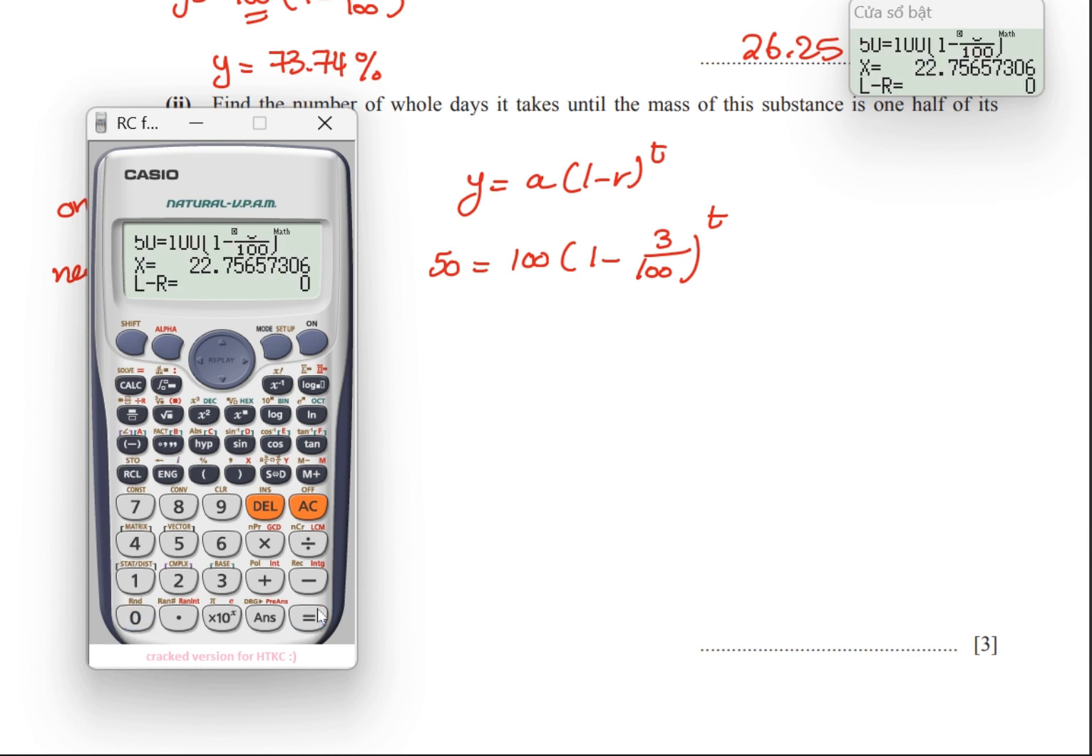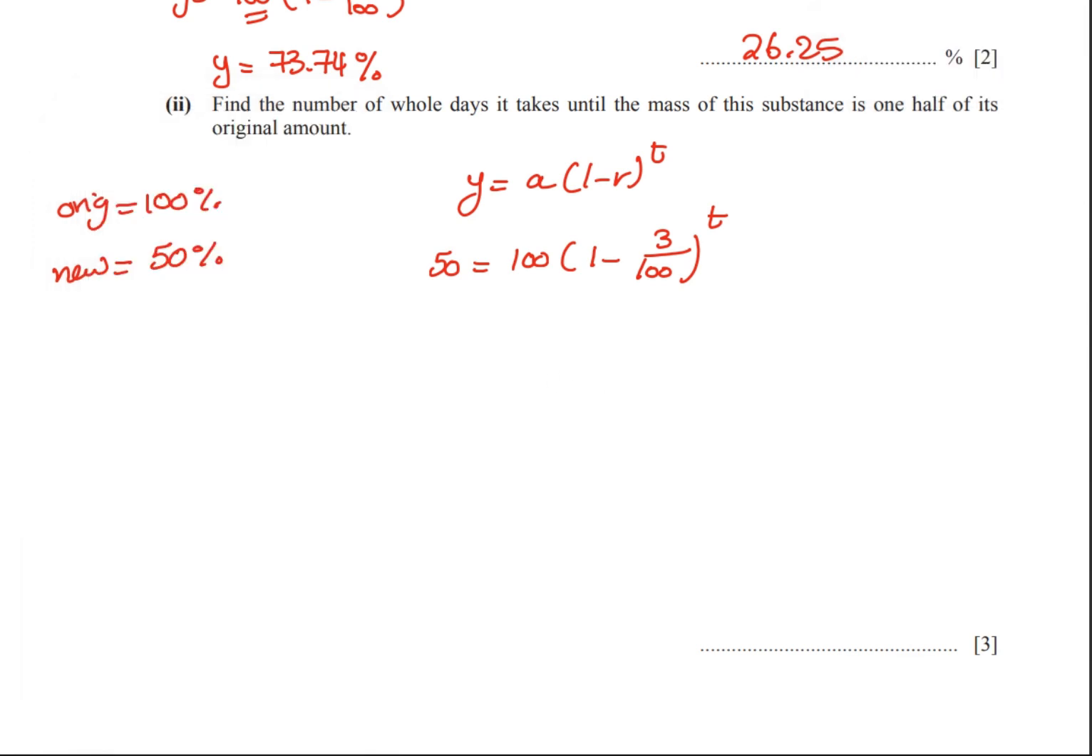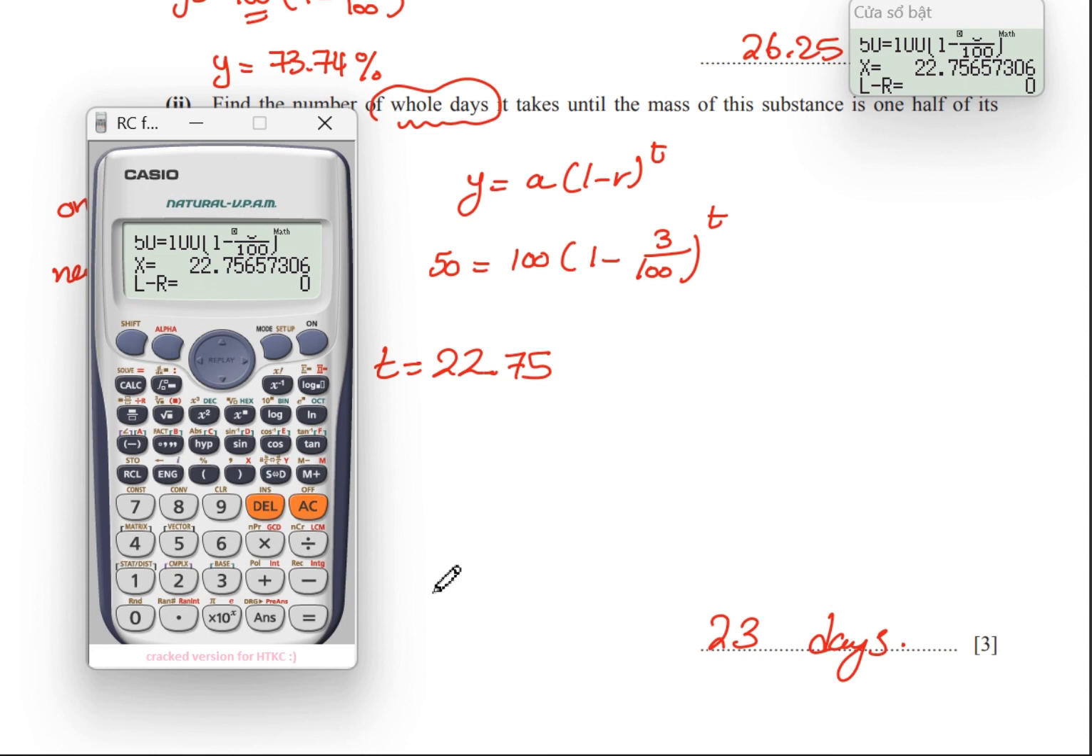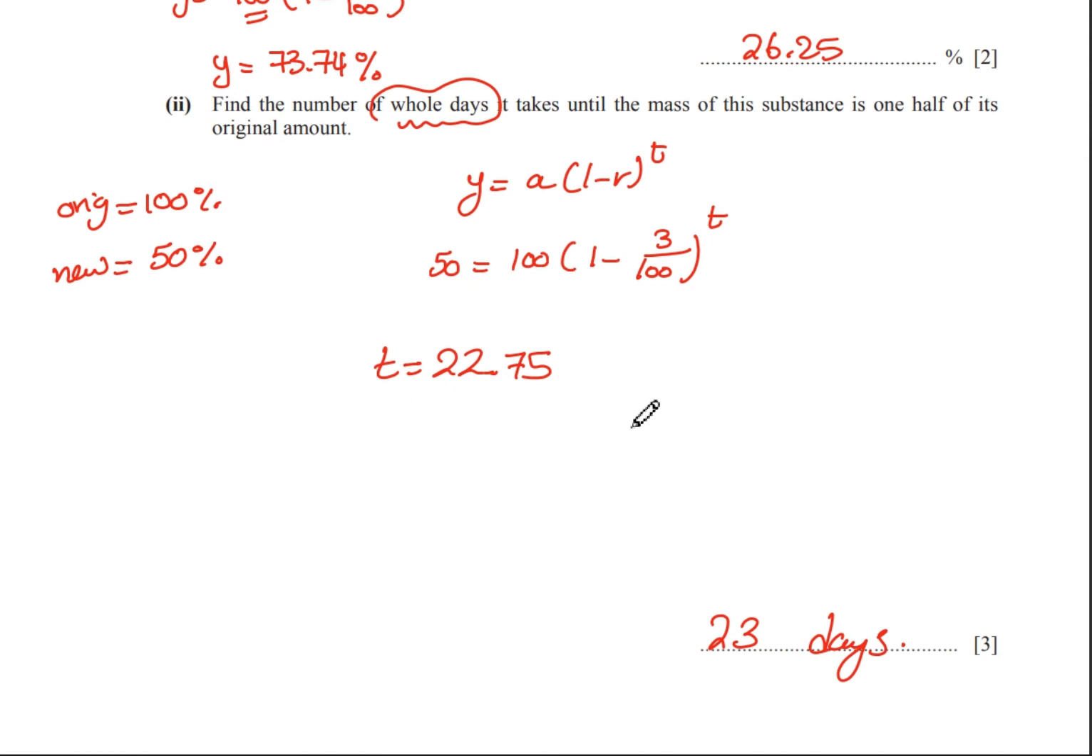Okay, so it is what? 22.75. So from here, T equals 22.75. But the problem here, he said, I want whole days. Whole days means 23 days, rounded up, not down. If you have another type of calculator, Texas or another version of Casio, you can write for me in the comments and I will tell you the way of doing the solving equation like this. Okay.